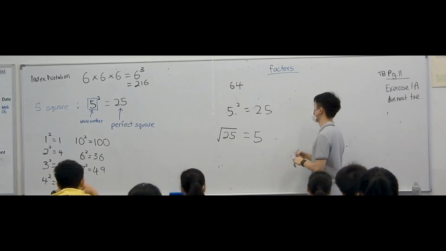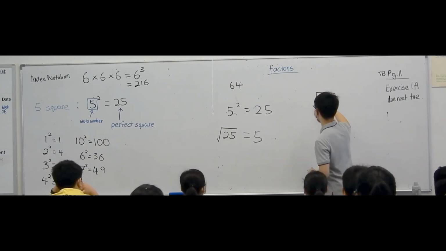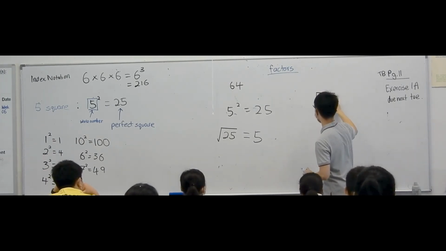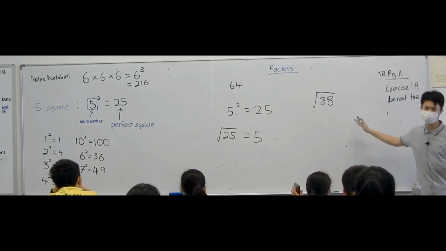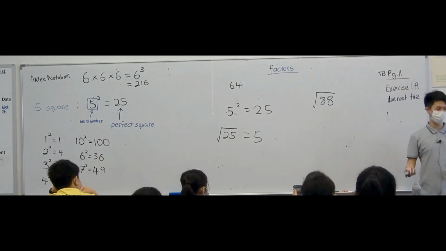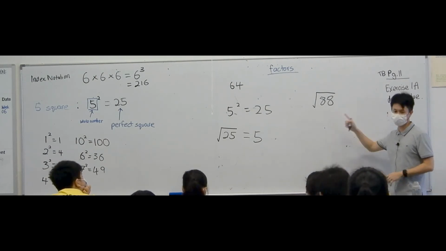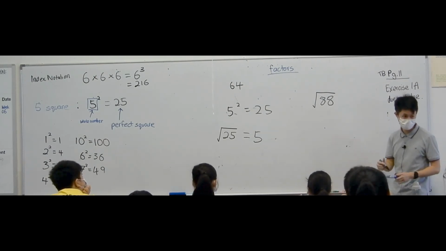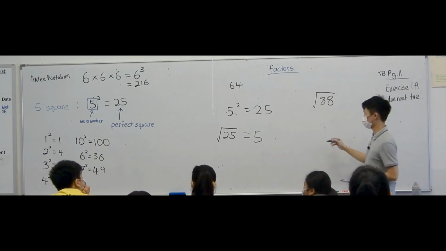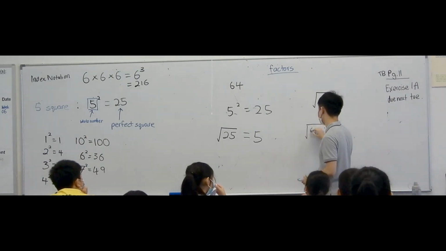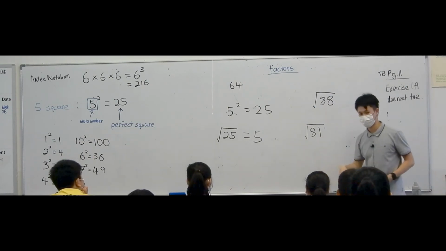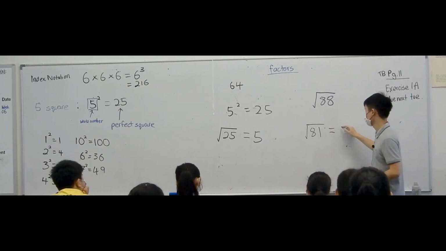Now you try square root of 88. Chinese New Year coming, 88. What do you get? Do you get a whole number? No, you get a long decimal, right? This means that 88 is not a perfect square. Now try square root of 81. It equals 9, right?